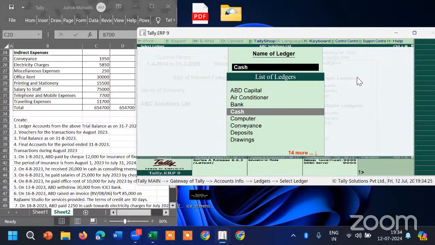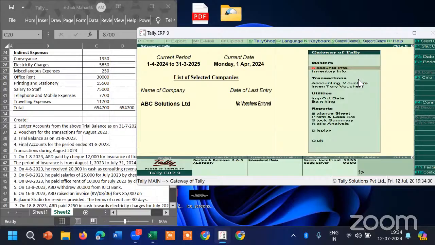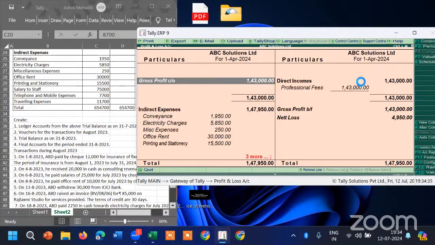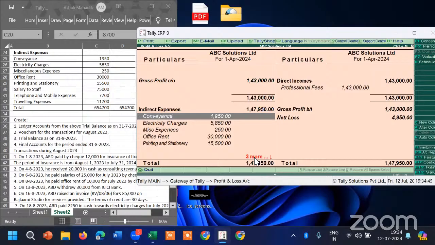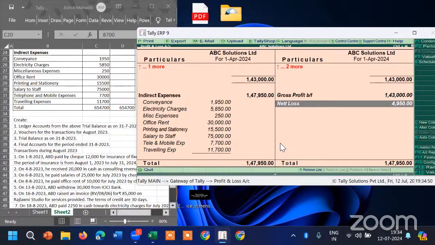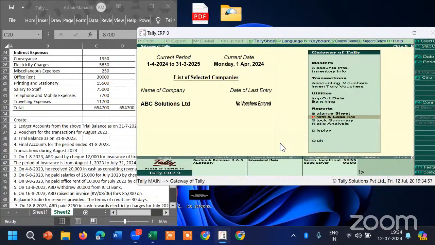We can just have a look at the P&L account as of now. This was the P&L till last month. You can see here direct incomes. There are no direct expenses. Then he has incurred a loss of 4950. Doesn't matter. Now we'll go to adjustments.